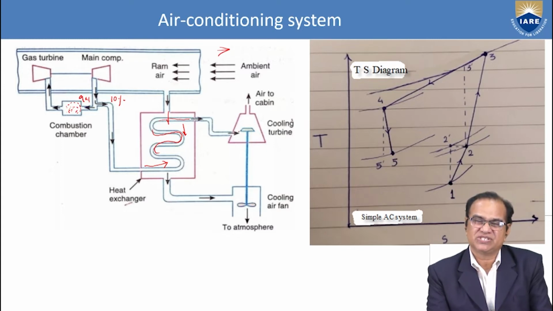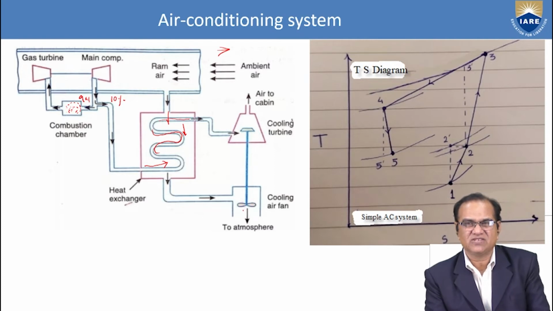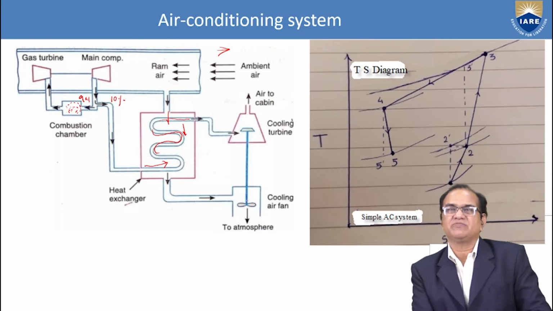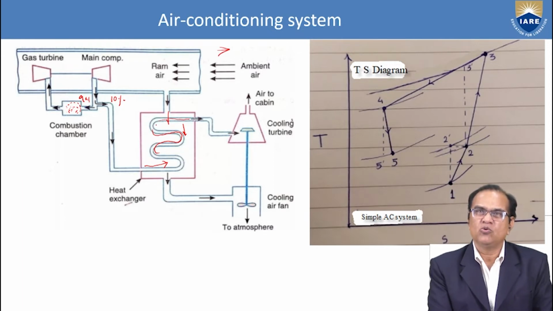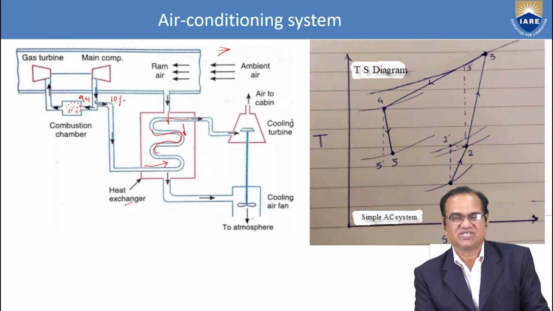Here expansion takes place. Due to this expansion of the air, the cooling of the air is done, and this cooled air is supplied to the cabin for the pilot, the aircrew, and the passengers of the aircraft. The work which is extracted from this high pressure air is used to operate this fan, which works like an exhaust fan and makes sure that the flow of cooling air used for the heat exchanger is sufficient.